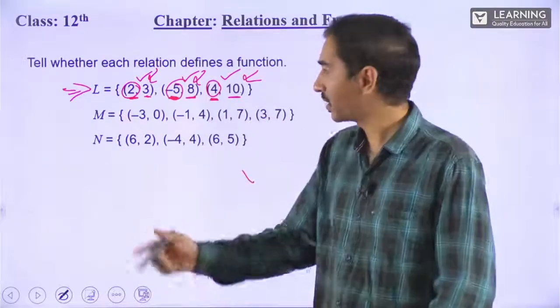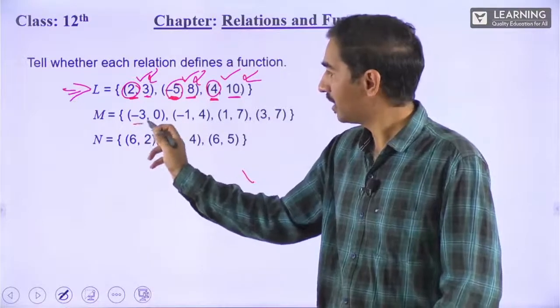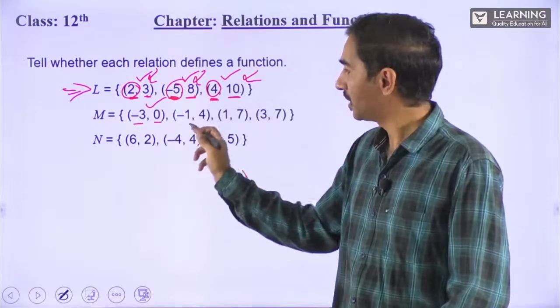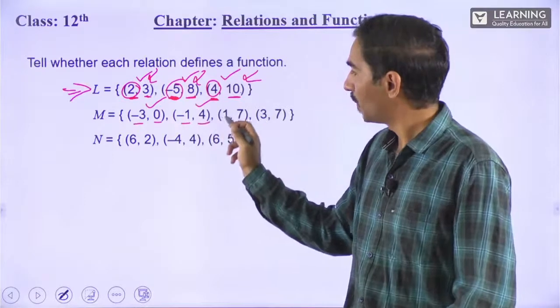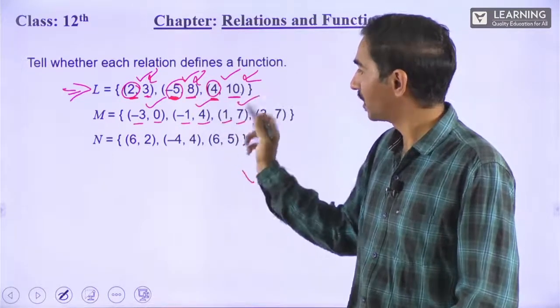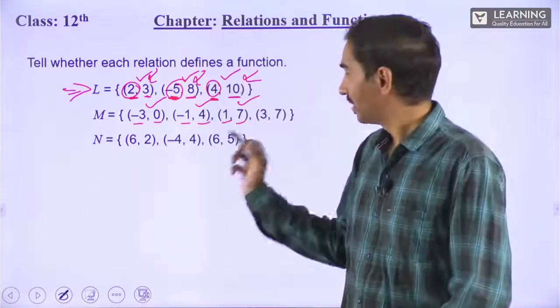Okay, moving on to the next one. (-3,0), x y. Okay. (-1,4). Okay. (1,7). Okay. Now see this. (3,7).